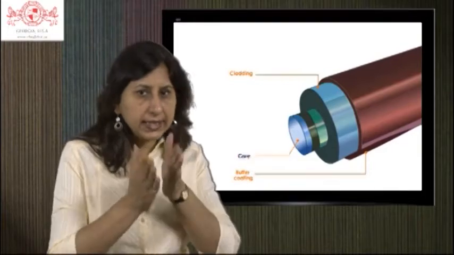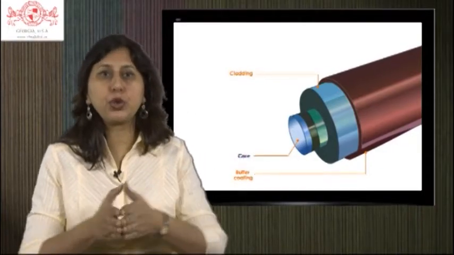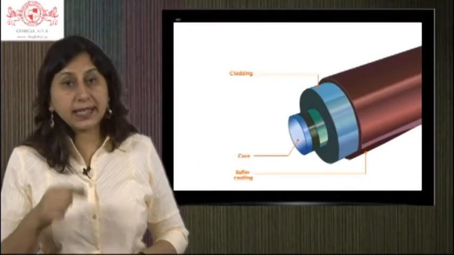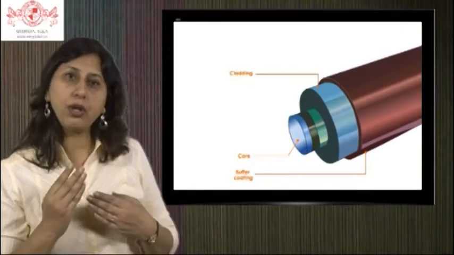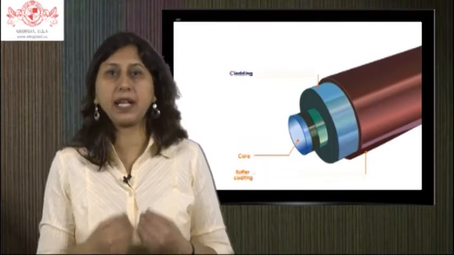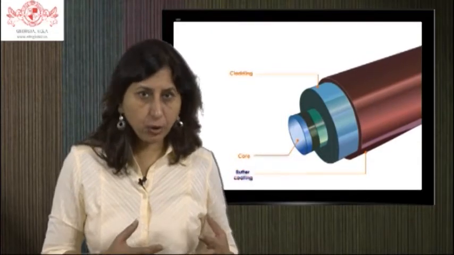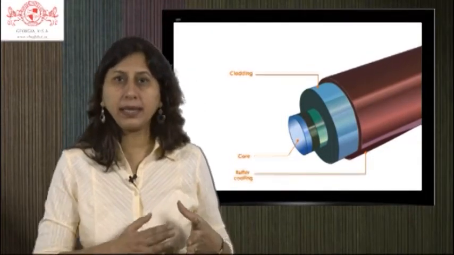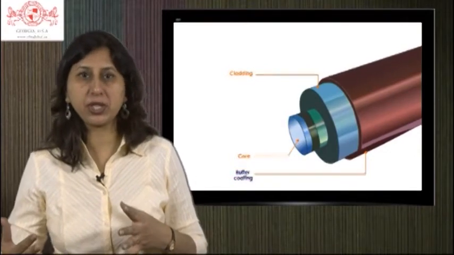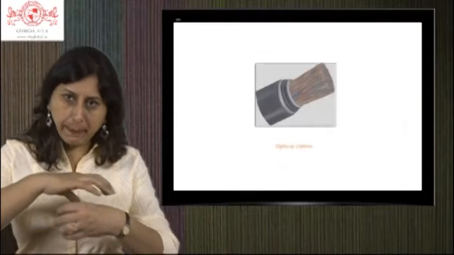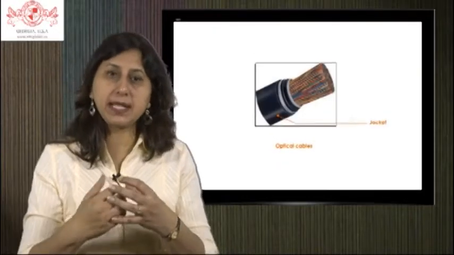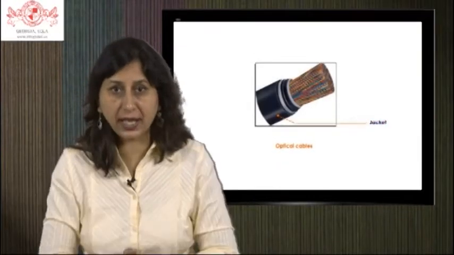Core is the thin glass center of the fiber through which the light travels. Cladding is the outer optical material surrounding the core that reflects the light back into the core. Buffer coating is the plastic coating that protects the fiber from moisture and from any kind of external damage. The bundles are protected by the cable's outer covering called a jacket. Now, how does an optical fiber transmit light?